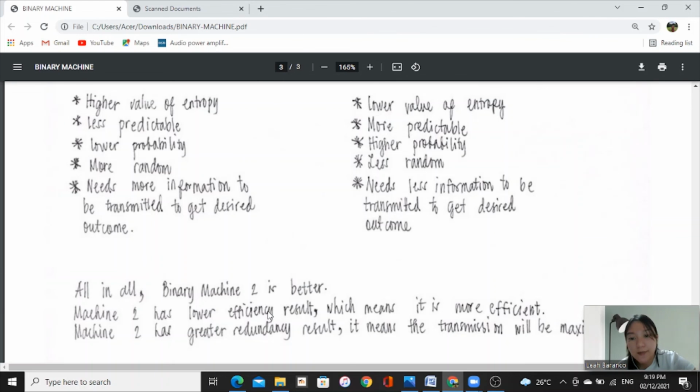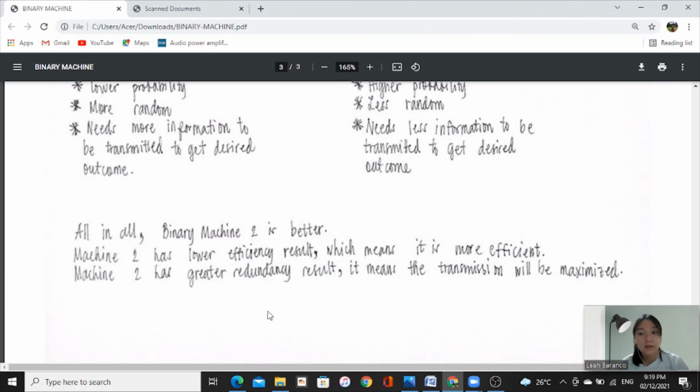So all in all, binary machine 2 is better. Binary machine 2 has a lower efficiency result, which means it is more efficient. And machine 2 has a greater redundancy result, and it means the transmission will be maximized.